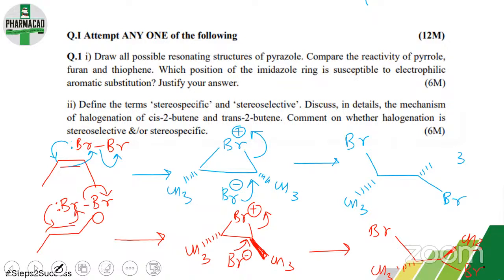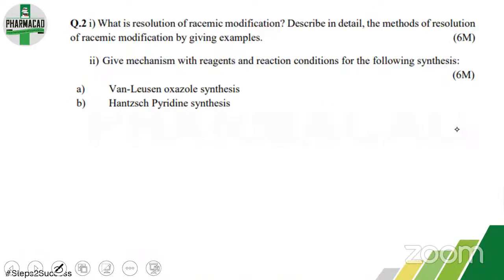So this is the difference between reacting with cis-butene and reacting with trans-butene. And they are asking whether the halogenation is stereoselective or stereospecific. We have already discussed that it is a stereospecific reaction. Okay, I hope these two questions are clear to all of you. We will see the next question.